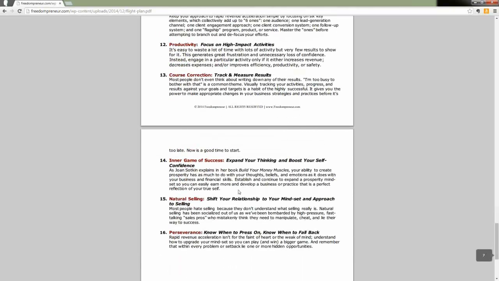Next key concept, inner game of success. This is Elise's specialty. Expanding your thinking and boosting your self-confidence. So I can give you all the mechanics in the world. In fact, on this infographic, this document that you have in front of you, you have all the key steps. I mean this. If you focus on these 16 key steps, and I get there's a lot of detail within each step, but if you focus on these 16 key steps and you embrace these 16 key concepts, that's all you need. Everything else you can ignore. I mean that. Everything else you can ignore.